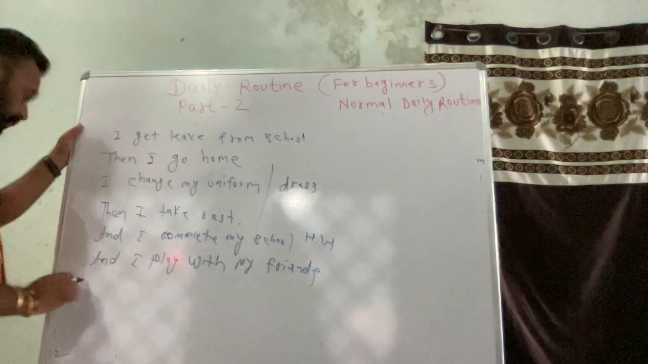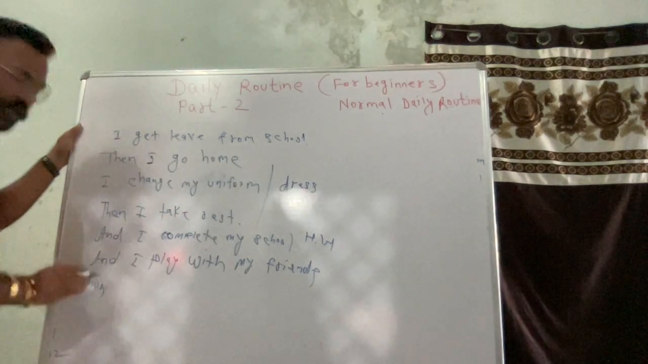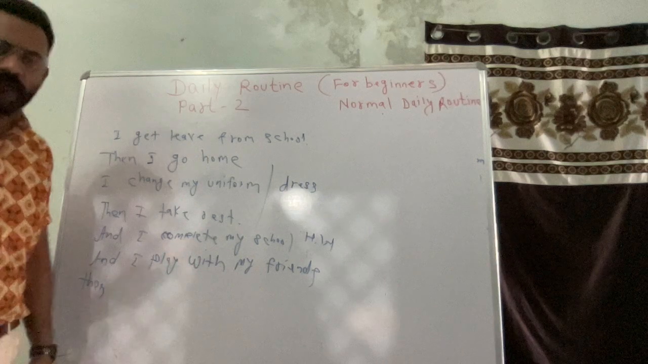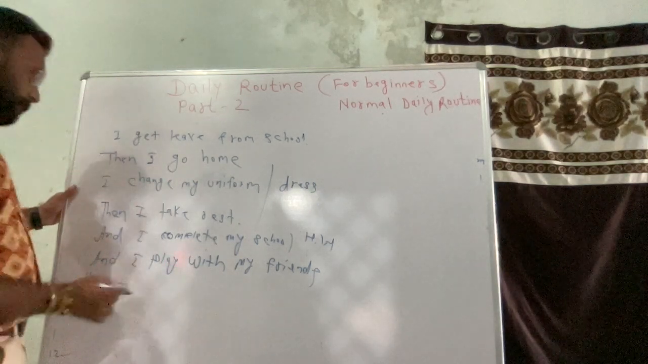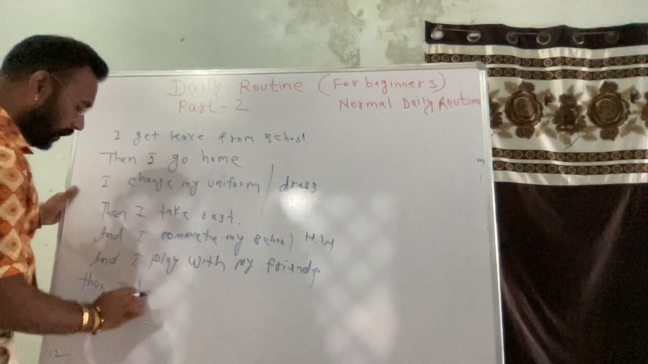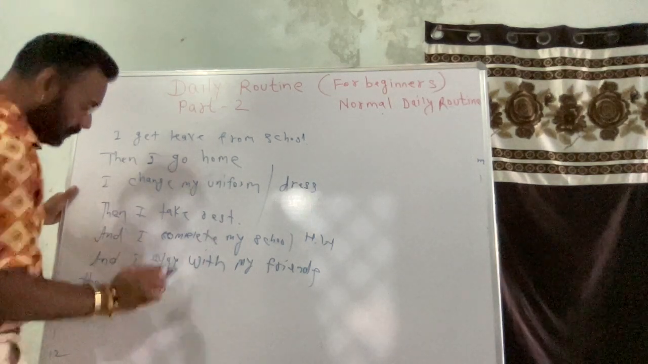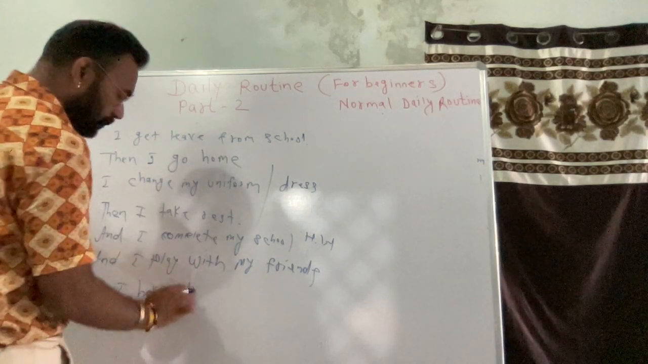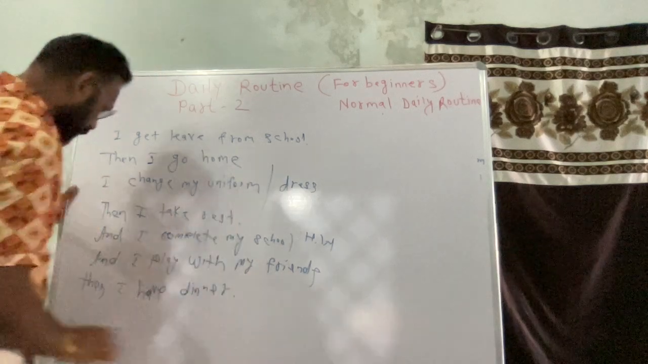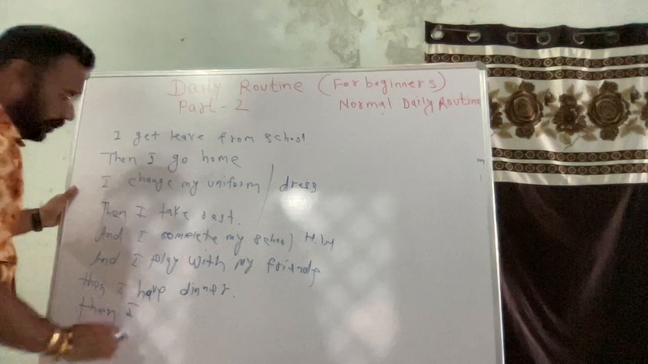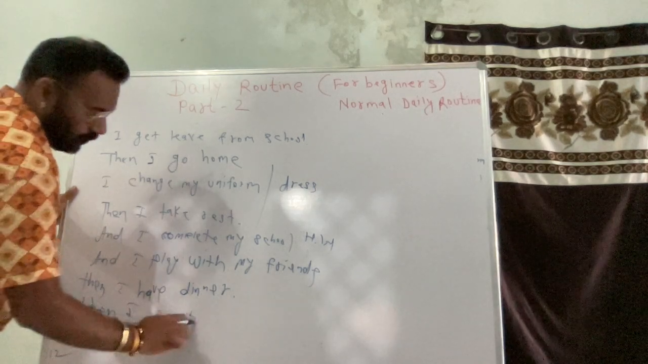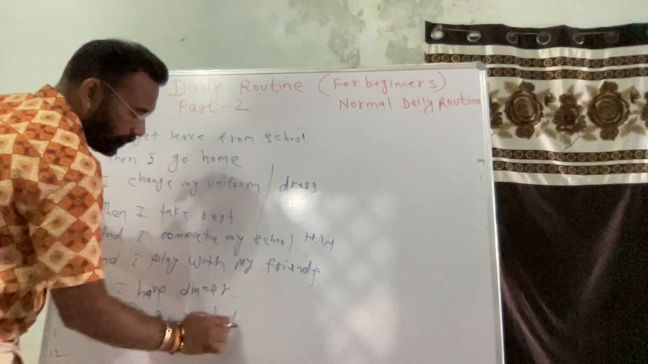Okay, here you can use then, after, then, afterwards. Alright, then I have dinner. Alright, finish this. Then I have dinner. Alright, then I go to bed. Let's finish this. Go to bed. Then I go to sleep.